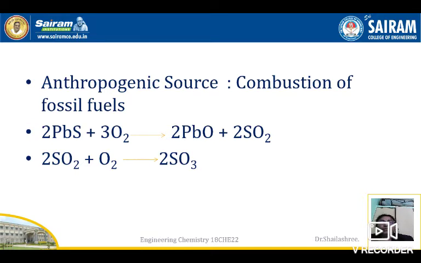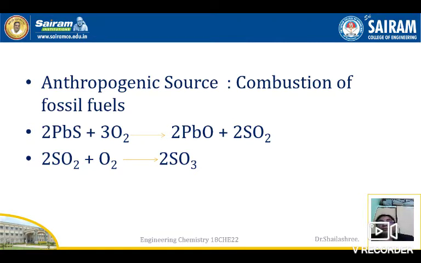From a combustion of the fossil fuel. Because we are using large amounts of fuels in our automobiles, and our automobiles will be containing some small amounts of sulfur. In the IC engine, when the sulfur comes out from the exhaust at high temperatures, it will be converted into sulfur dioxide, and the sulfur dioxide comes out to the atmosphere. There it will mix with oxygen and get converted into sulfur trioxide.